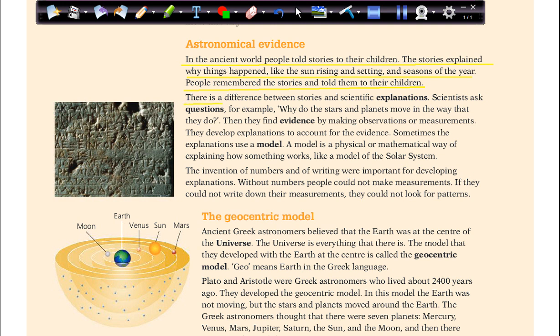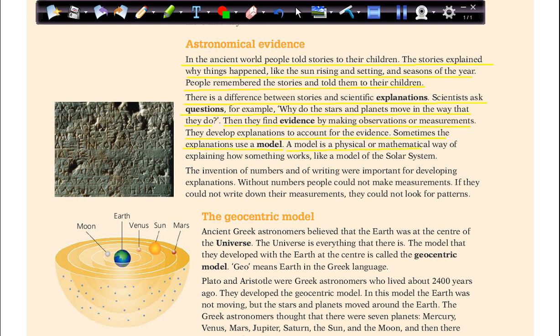But there is a difference between stories and scientific explanations. Scientists ask questions. For example, why do the stars and planets move in the way that they do? When they asked this question, it led them to search for evidence that could answer their question and prove it. So they find evidence by making observations or measurements. They develop explanations to account for the evidence. Sometimes the explanations use a model.